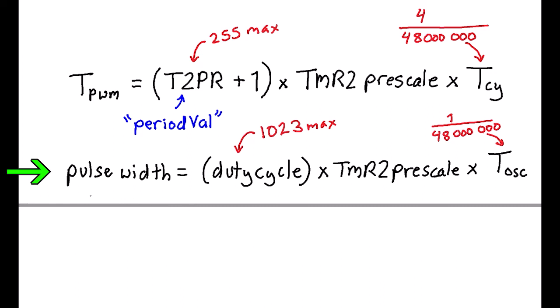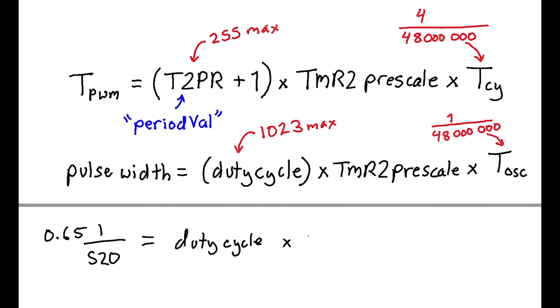So the pulse width is how long the square wave is going to be high for. So let's say that I want my duty cycle to be 65%. So that means the pulse width is going to be 65% of my period, which was 520 hertz, and that'll be equal to duty cycle, which is what we're trying to find right now, times the prescaler, which has to be the same value that we used previously, and then times the period of the microchip, which in our case would just be 1/48 megahertz.